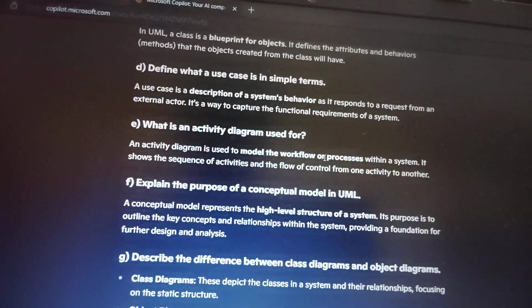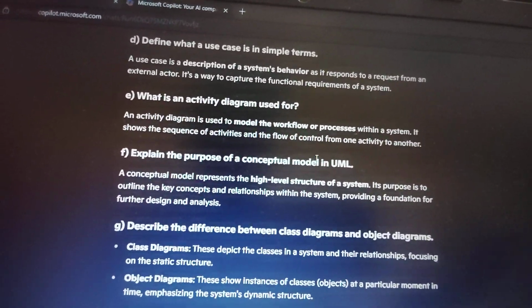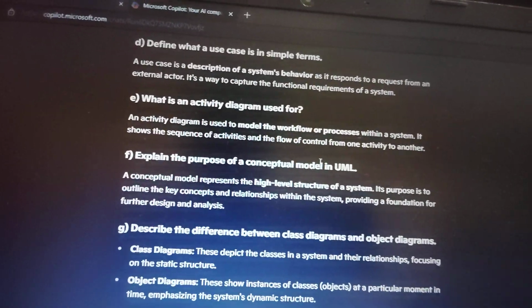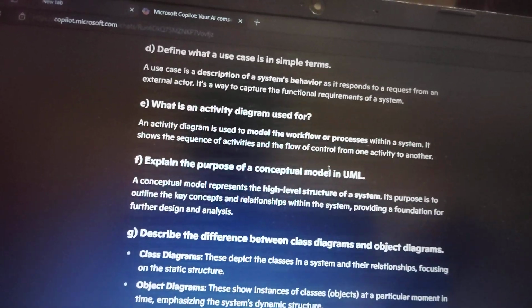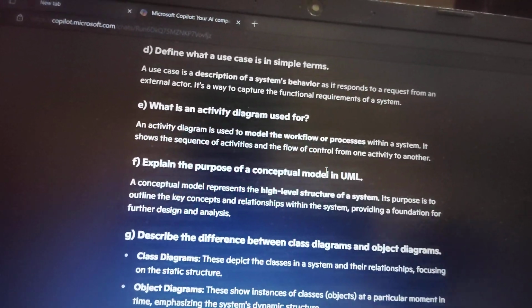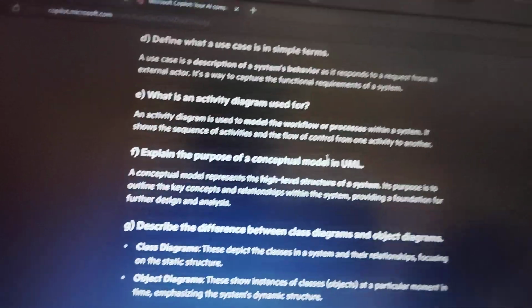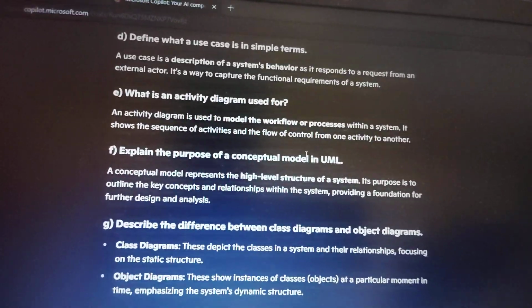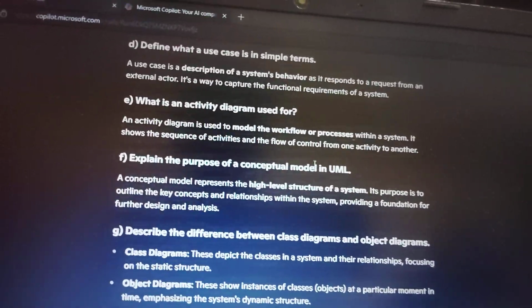Next, what is an activity diagram used for? Generally, an activity diagram is used to model the workflow or processes within the system. Okay, just remember the key point. An activity diagram is used to model the workflow or processes within a system. It shows the sequence of activities and the flow of control from one activity to another.